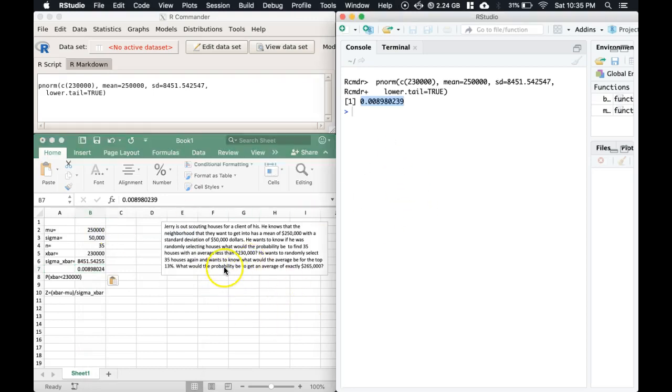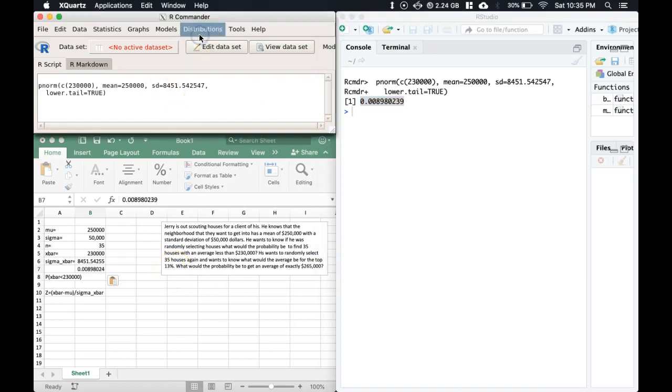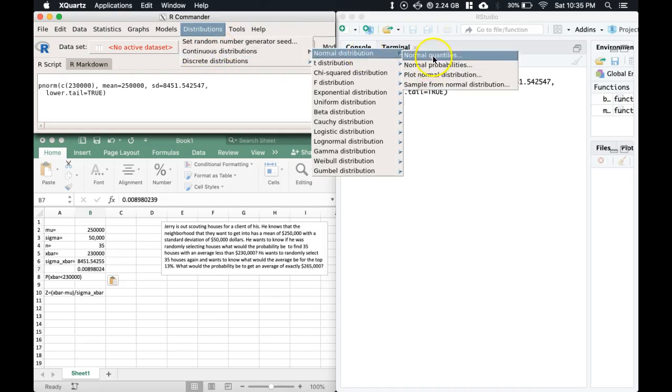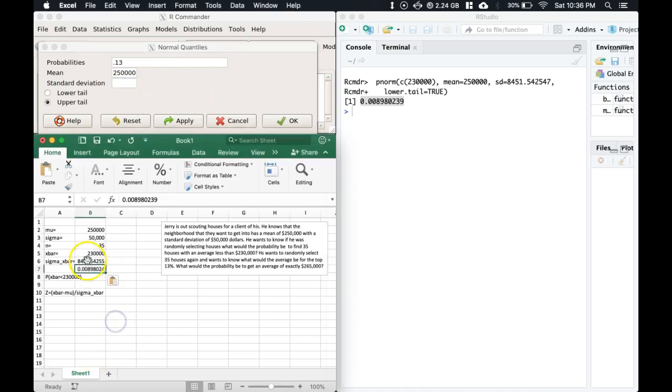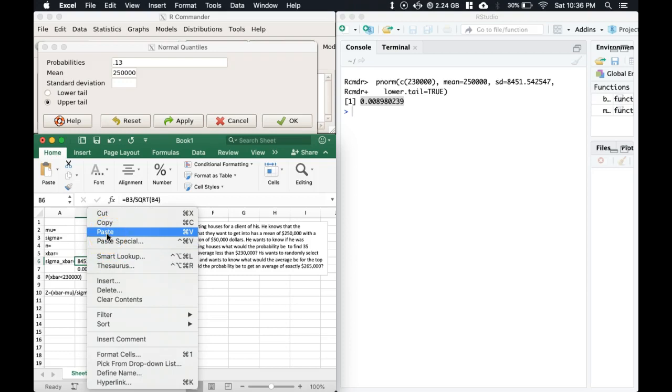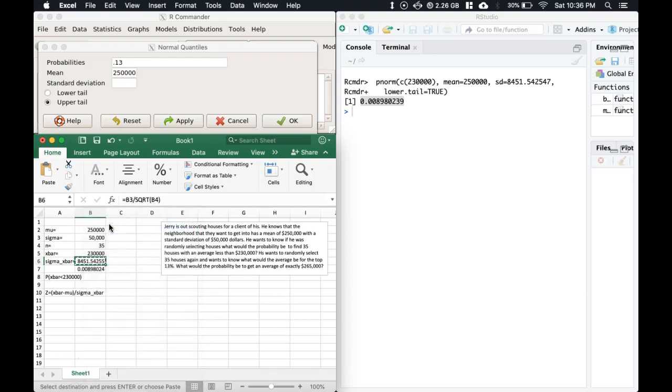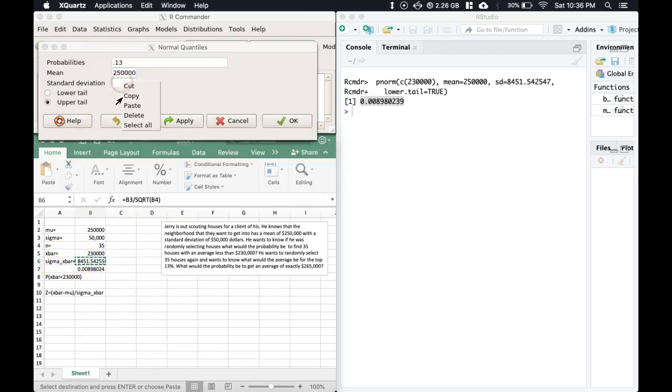Okay, so then we can go to the next one. He wants to randomly select 35 houses again. He wants to know what would the average be for the top 13%. Okay, so we can do that. That's just with quantiles. Go to distributions, normal distribution. We can go to quantiles, and we want the top 13%. So I'm going to put in 0.13, and I want the upper tail since I want the top. Mean is still 250,000. And then our standard deviation, I'm just going to paste in what we had before. Oh, nope, that is not our standard deviation. Let me go copy it again. Remember, this is also called the standard error, or the standard deviation with respect to X bar, because we're talking about the sampling distribution. I want to paste that, and I'm going to click OK.